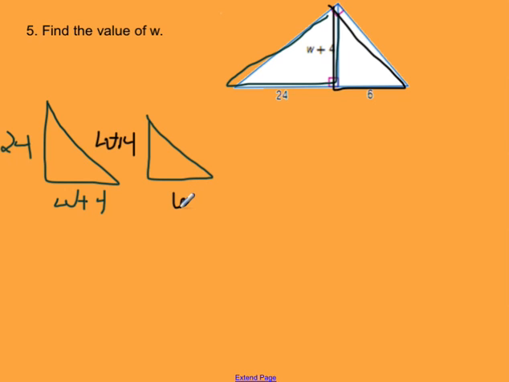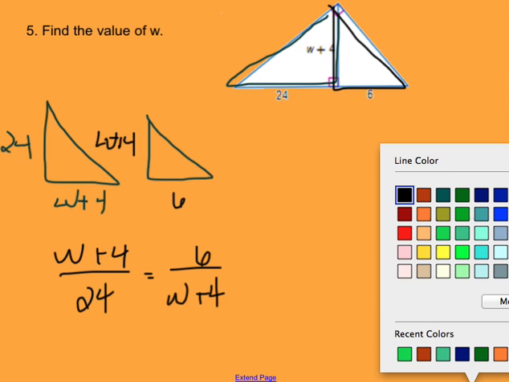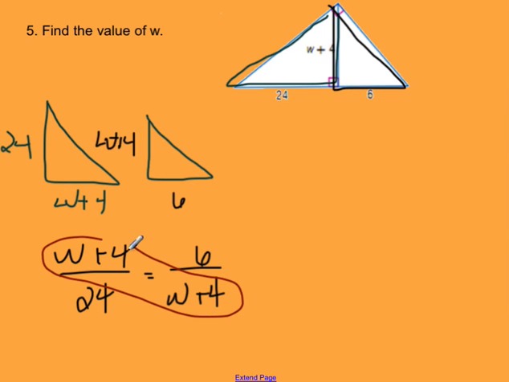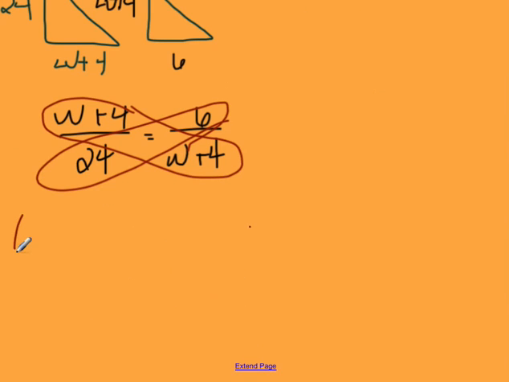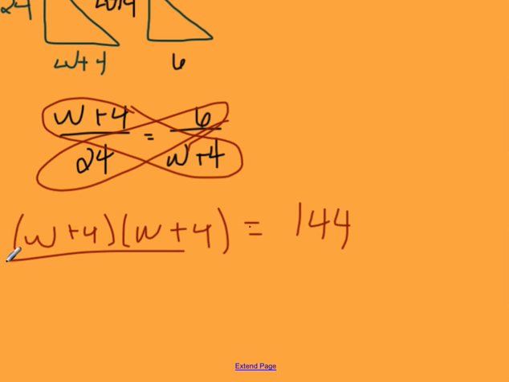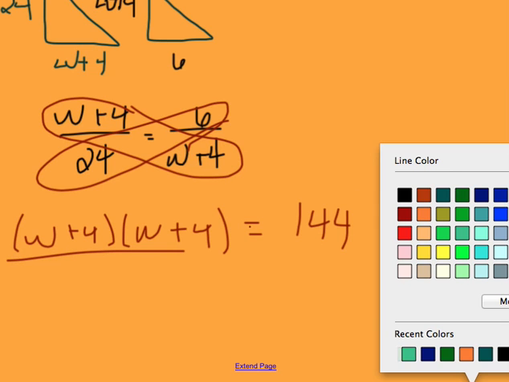Okay, so now I am ready to do my setup. I'm going to do my short side of the first triangle over the long side of that triangle, and then the short side of the next triangle over the long side of the one following that. So now I'm ready to cross multiply. I'm going to have to use some skills that I learned in Algebra 1. So I have W plus 4 times W plus 4, and that's going to be equal to 24 times 6, which is 144. So now, to multiply that, I have to use something called the box method.